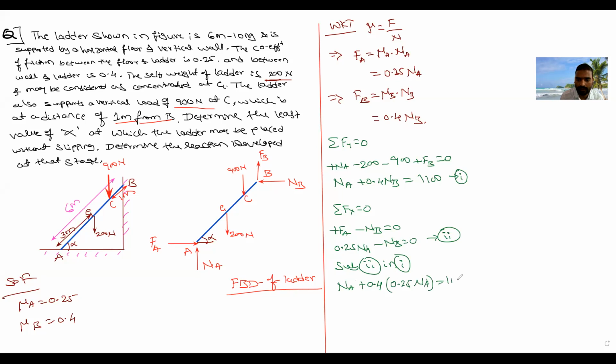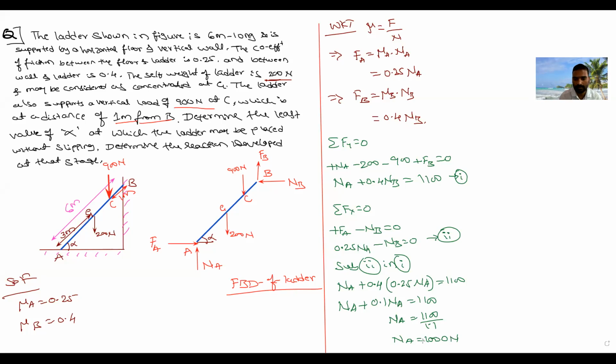NA plus 0.4 NB is equal to 1100. So you solve this equation, you will get the value of NA. Can you tell me the value of NA? NA plus 0.4 into 0.25 NA becomes 0.1 NA, so 1.1 NA is equal to 1100. NA is equal to 1100 divided by 1.1, that is equal to 1000. NA is equal to 1000 Newton. Is it correct?